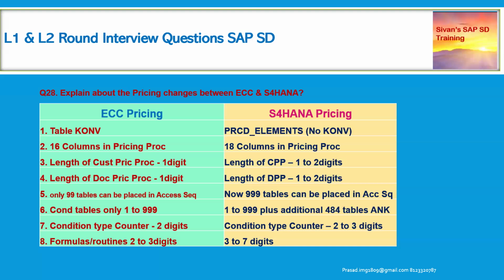And then fewer applications have been introduced. Settlement management has been introduced in the place of rebates agreement. And then the credit management has been replaced with FSCM, financial supply chain management. So like that, these many changes, whatever have been incorporated in S4HANA, those changes we need to explain if this question is asked.